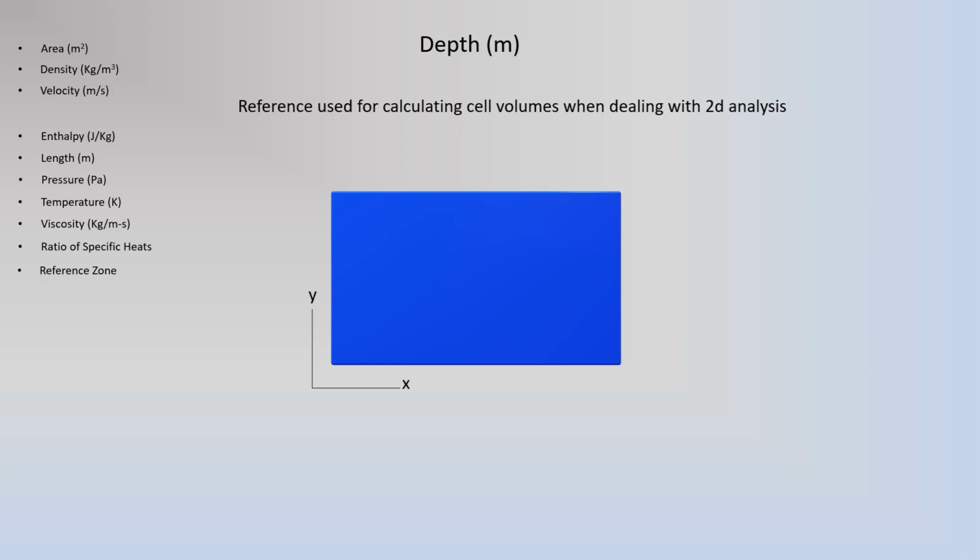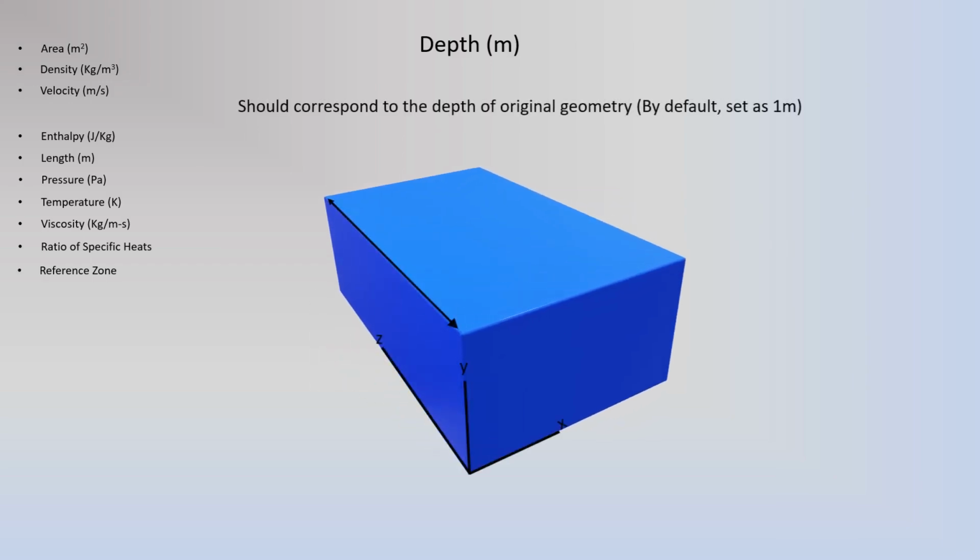When solving 2D problems, Fluent sets the third dimension as 1 meter by default. User can change it so that it corresponds to the depth of original geometry that was approximated as a 2D object.